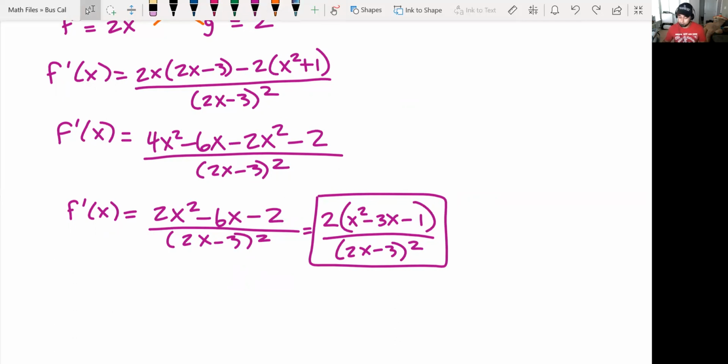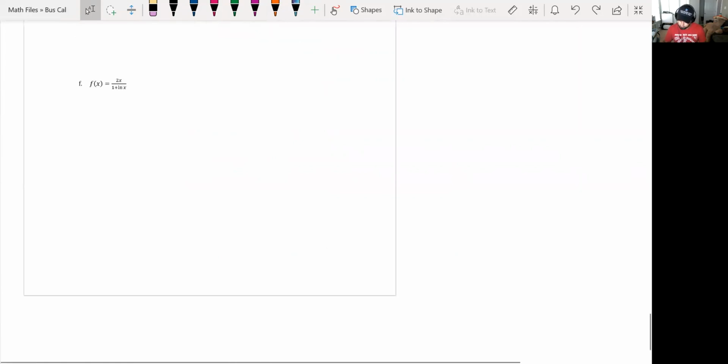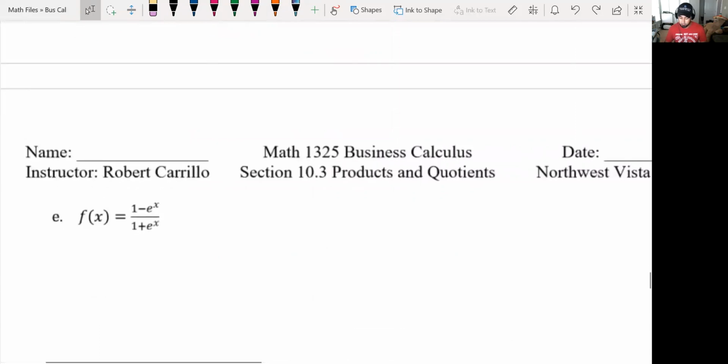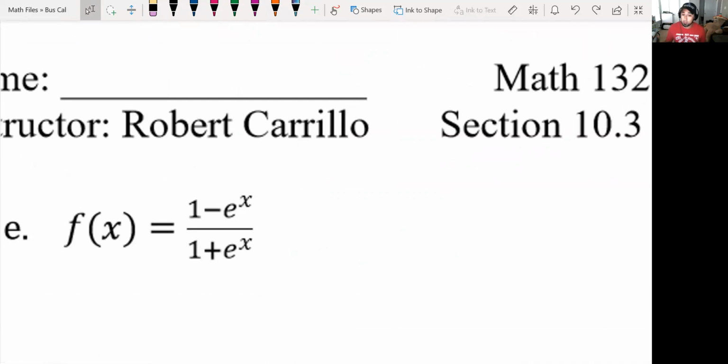Okay. I think we're on our last 2 examples, right? That's it? Yep. Save the best for last, right? These e to the x's.